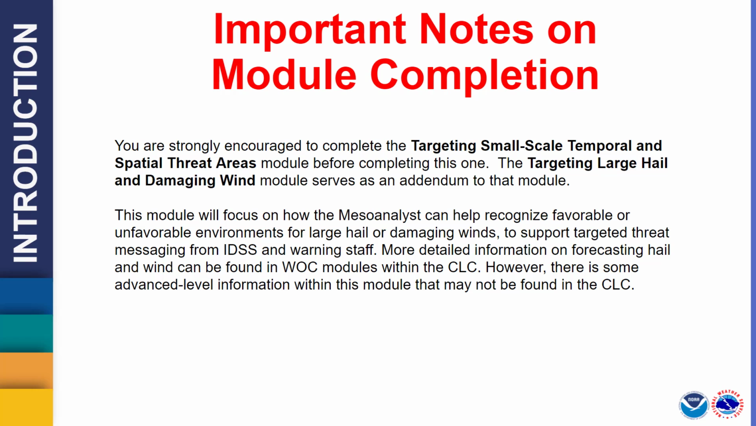You're strongly encouraged to complete the Targeting Small-Scale Temporal and Spatial Threat Areas module before completing this one. The Targeting Large Hail and Damaging Wind module essentially serves as an addendum to that module. This module will focus on how the mesoanalyst can help recognize favorable or unfavorable environments for large hail or damaging winds to support targeted threat messaging from IDSS and warning staff.